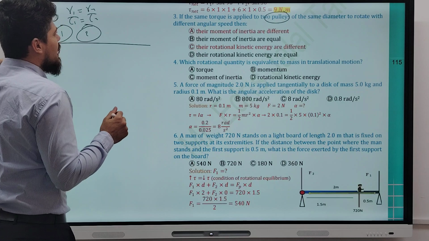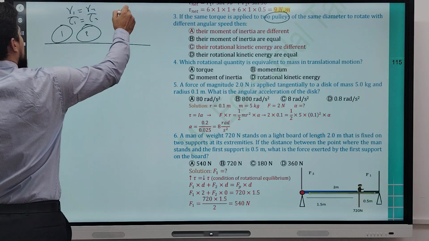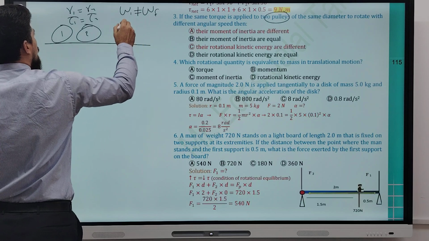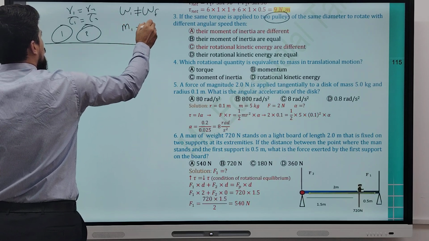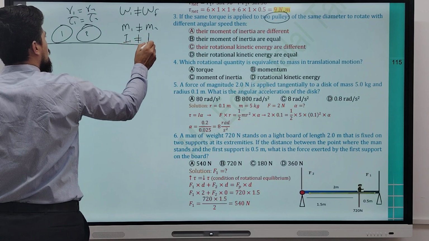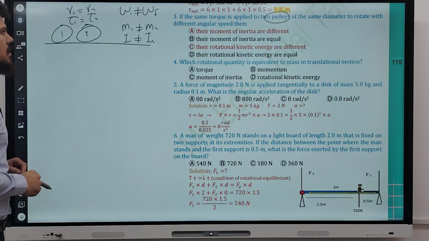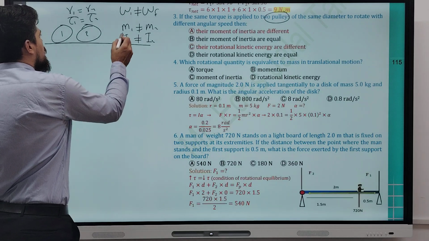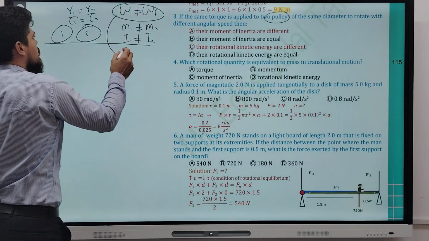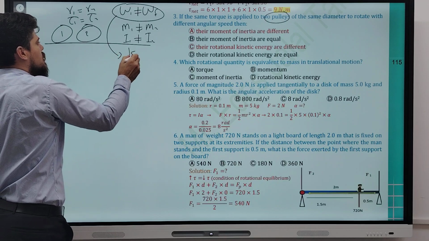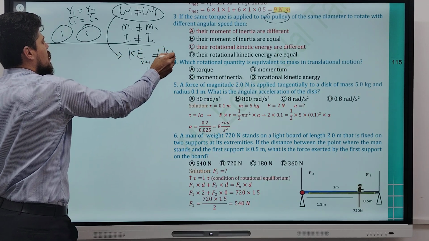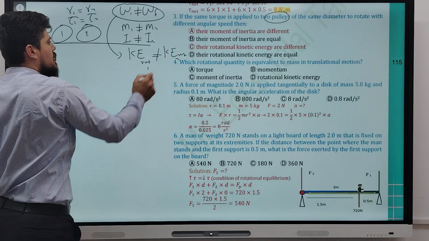To rotate with a different angular speed. But omega 1 is not equal to omega 2. So M1 is not equal to M2. The moment of inertia number one is not equal to the moment of inertia for the second one. Look, because they don't have the same angular speed, and the angular speed is directly proportional to the rotational kinetic energy, that is why rotational kinetic energy number one is not equal to rotational kinetic energy number two.